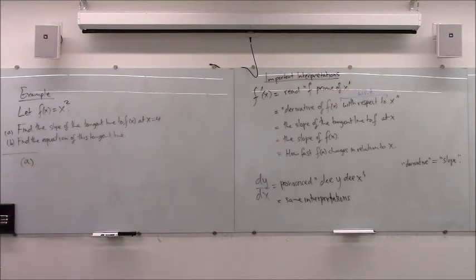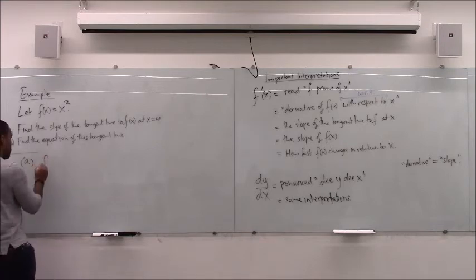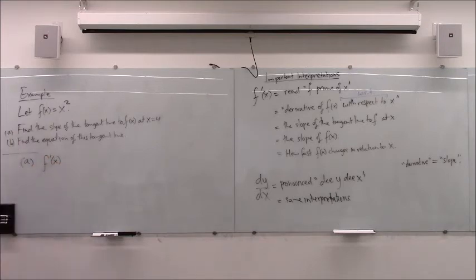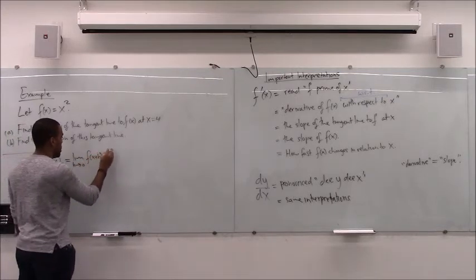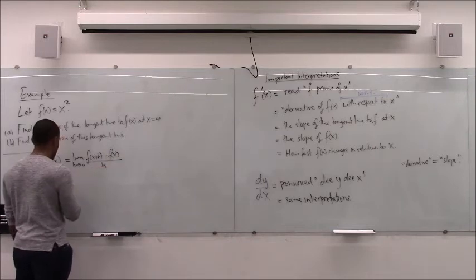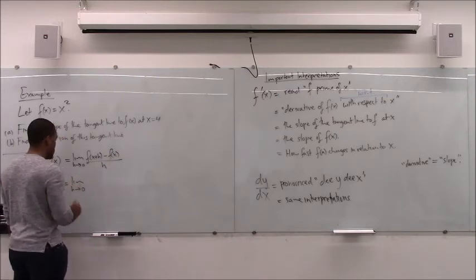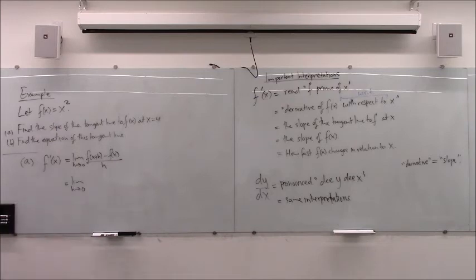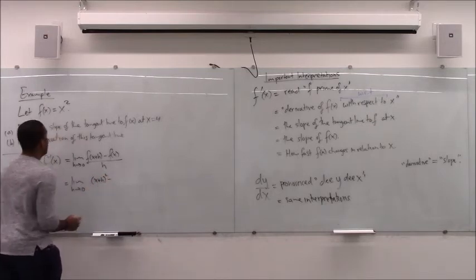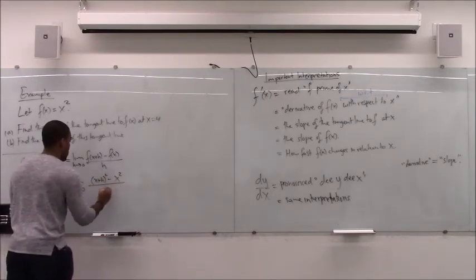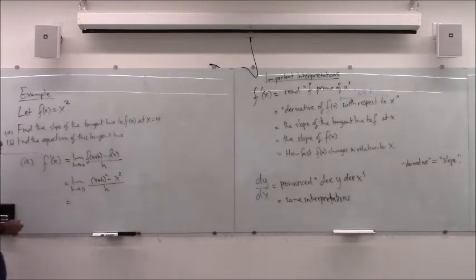Okay, so let's deal with A. How do you find the slope of the tangent line? This means we want f prime of x. And what is f prime of x? Well, it is the limit, as h approaches 0, of f of x plus h minus f of x over h. So now we're going to compute this limit. If my f of x is x squared, what is f of x plus h? (x plus h) squared. And f of x is x squared, all over h. How do I find that limit?